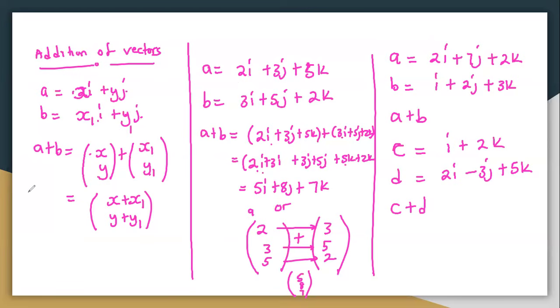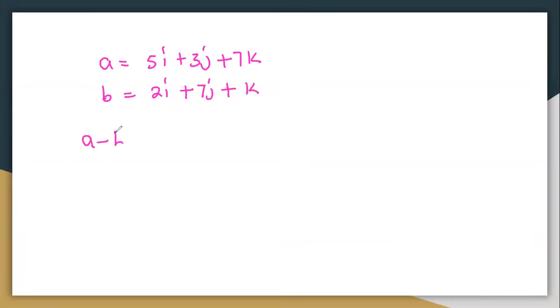Very good. So the same way you add is the same way you do for subtraction. Only the sign changes. Let me start with giving you a number: I have a as 5i plus 3j plus 7k. My vector b is 2i plus 7j plus k. Members, can we get a minus b?